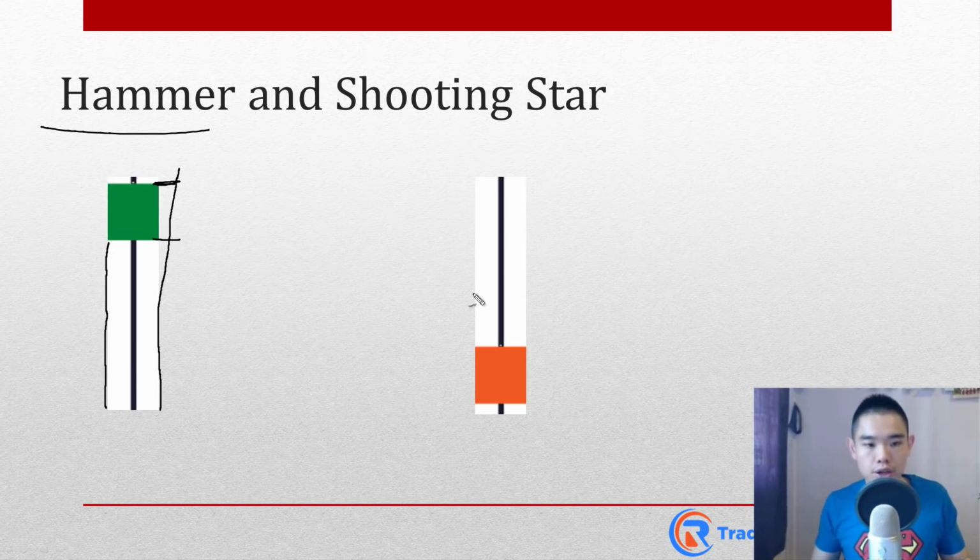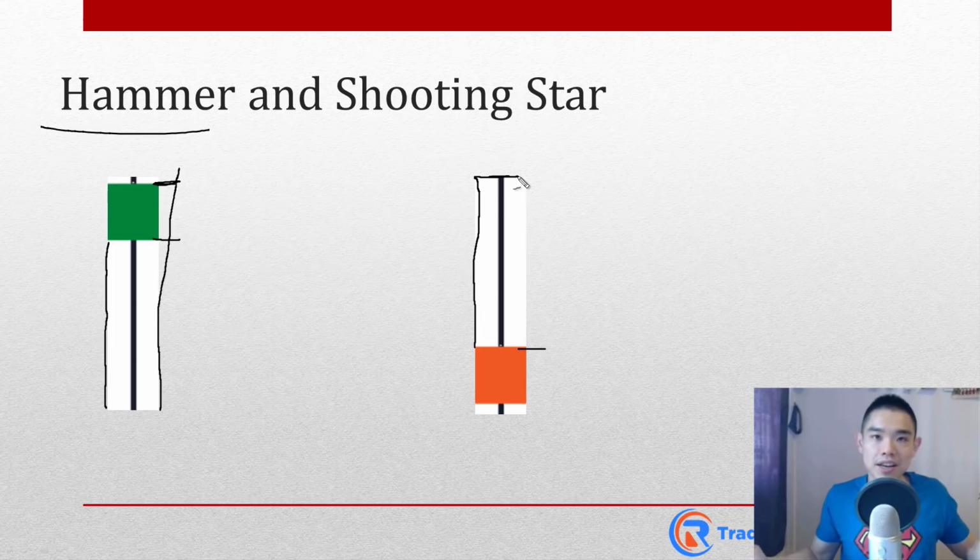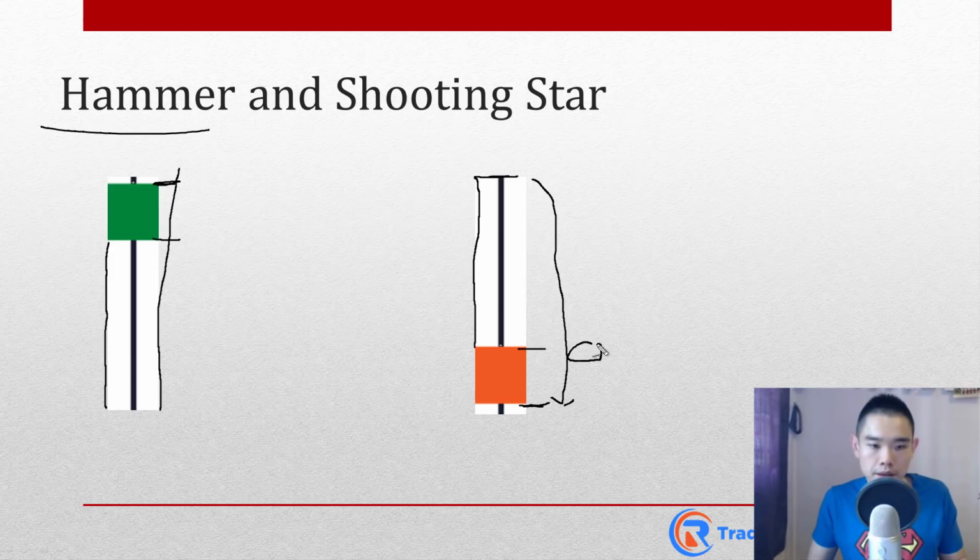On the other hand, a shooting star is just the opposite of a hammer. You can see that again, this candle is bearish, it's red. So the open is here, right? When the market opened, buyers took control and pushed the price up to the highs of this day over here. Suddenly, the sellers said, hey, that's enough, I'm coming in. Then they smash the price lower, all the way down to the lows over here, and finally close near the lows. So this is the open, this is the close, this is the low, and this is the high.